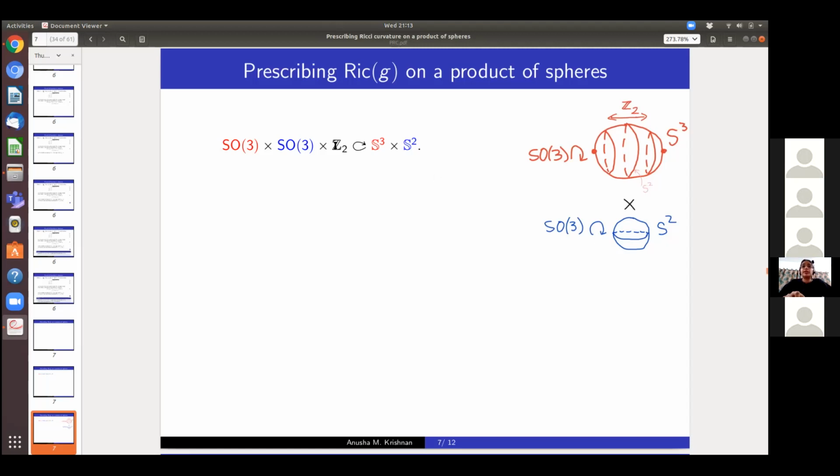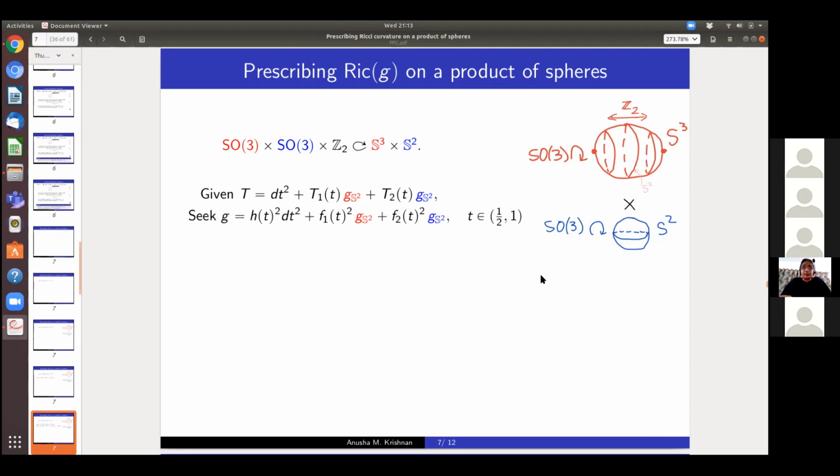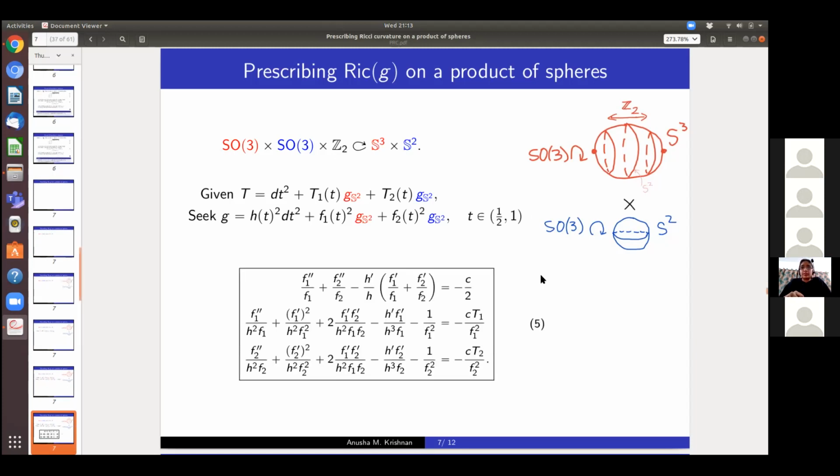And then we also throw in the extra Z2 isometry, which is reflection about the midpoint of the orbit space. Once again, similar setup: we have an invariant tensor T, which is itself assumed to be a metric. We parameterize it by arc length. And we seek an invariant metric satisfying the prescribed Ricci curvature equation with scaling, which is the following ODE system. Again, the exact form is not important.